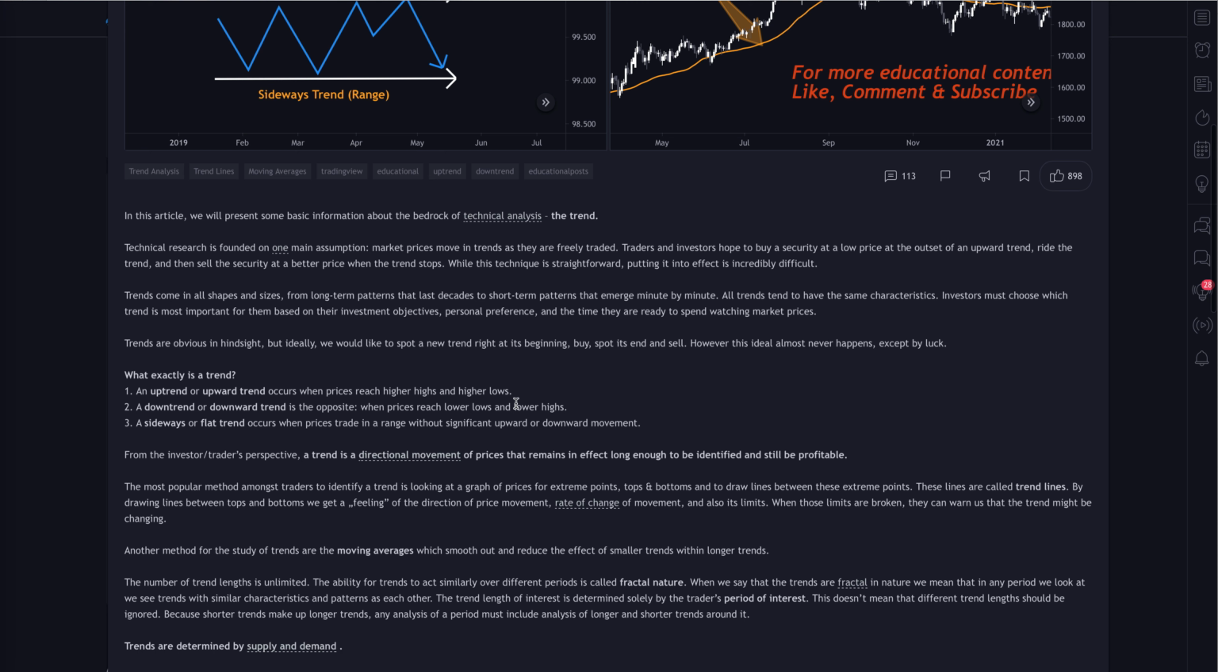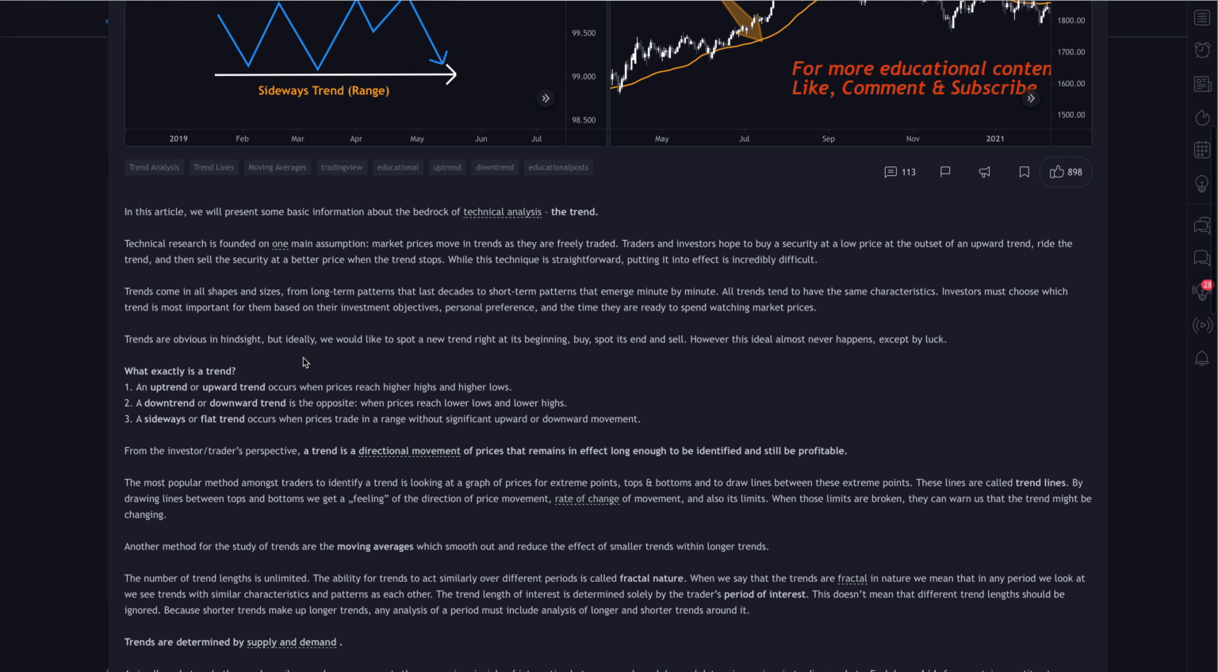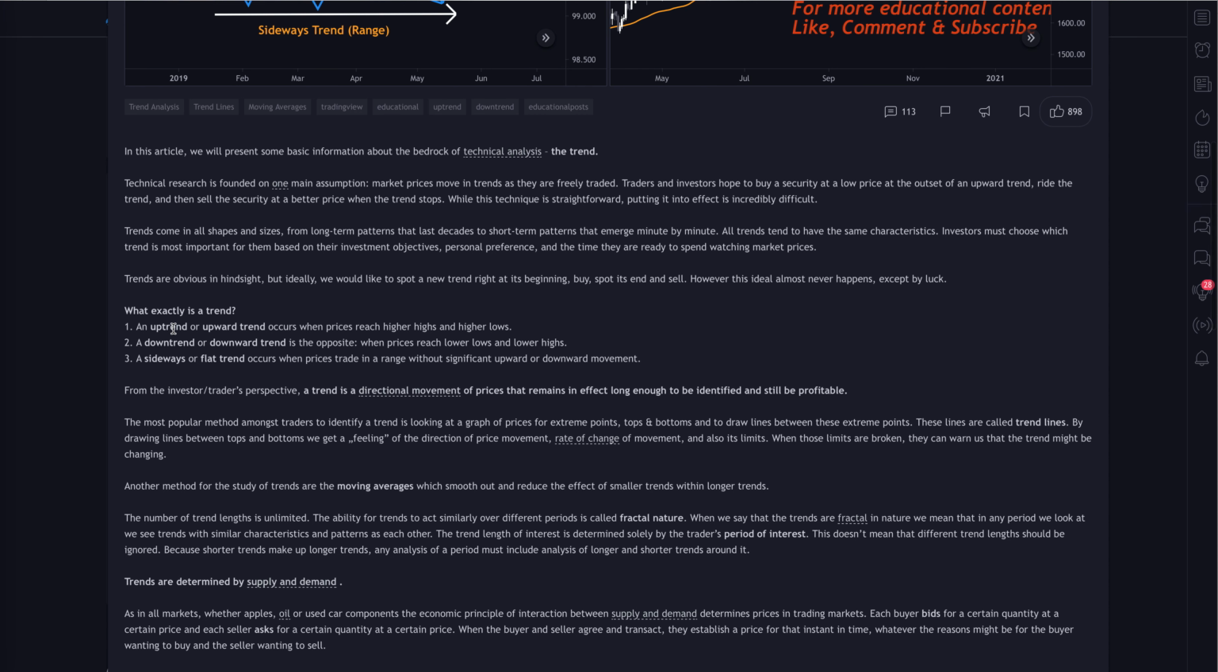It says the trends are obvious in hindsight, but ideally we would like to spot a new trend right as it's beginning, buy, spot its end, and sell. However, this idea is almost never the case, except by luck. So what exactly is a trend?